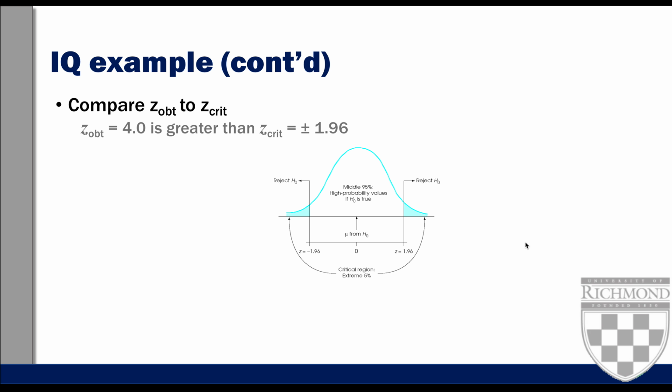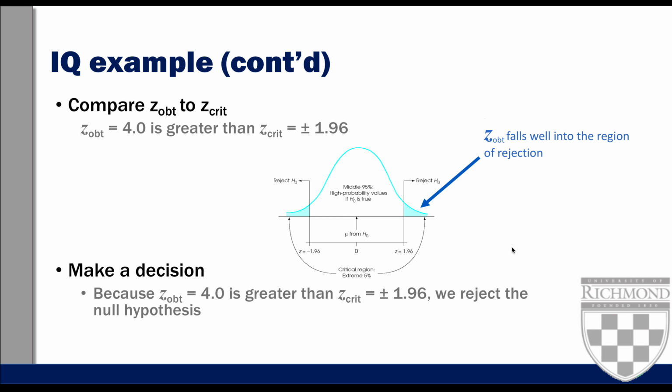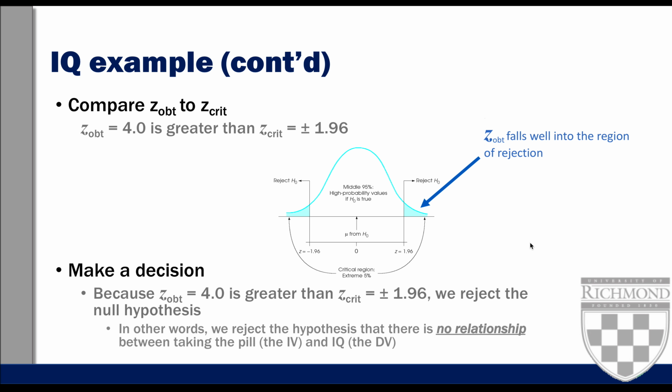So if we look then to see where this obtained sample mean falls, we throw out our sampling distribution, and then we locate the obtained z, which is going to be well into the shaded region. That means when we make a decision, we're going to say, hey, because the obtained z-score 4.0 is greater than the critical value of z, our cut point of 1.96, we're going to reject the null hypothesis. In other words, we reject the hypothesis that there is no relationship between taking the pill, the independent variable, and IQ, the dependent variable. Okay, that's what we're going to do.